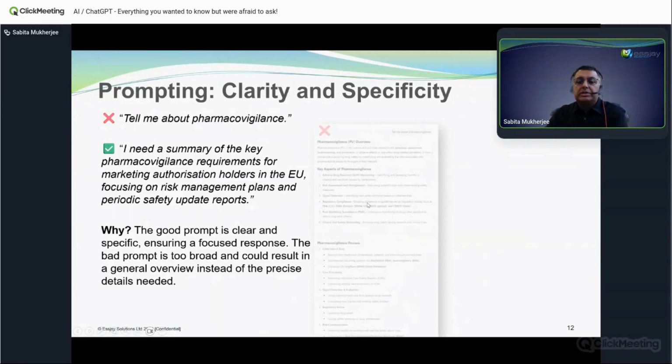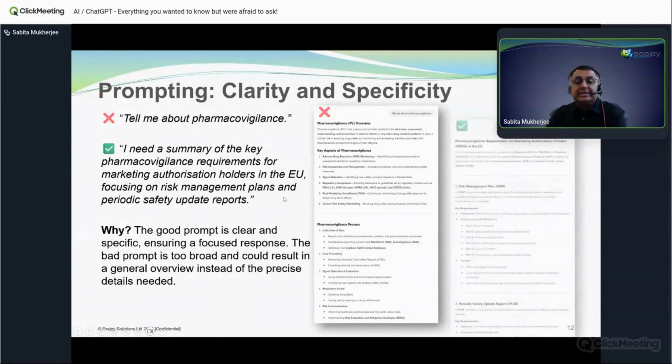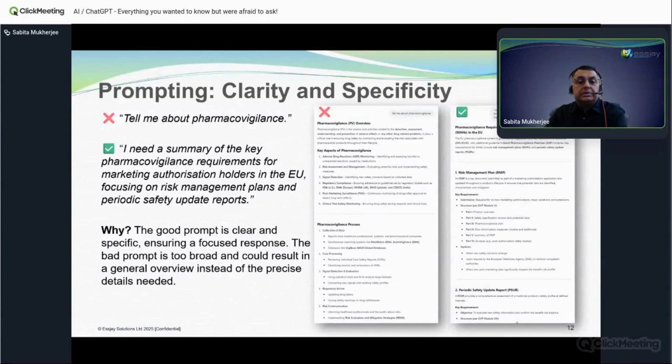Now, if we compare the two prompts, and don't worry too much about the detail in these screenshots, this presentation will be available online after this presentation, so you can look at it in a bit more detail if you wish. But the first prompt gives a totally reasonable response, giving an overview of PV, key aspects and various processes. But the improved prompt asks a clear and specific question, which ensures a response focuses on areas such as risk management plans, PSURs, which are relevant to marketing authorization holders.